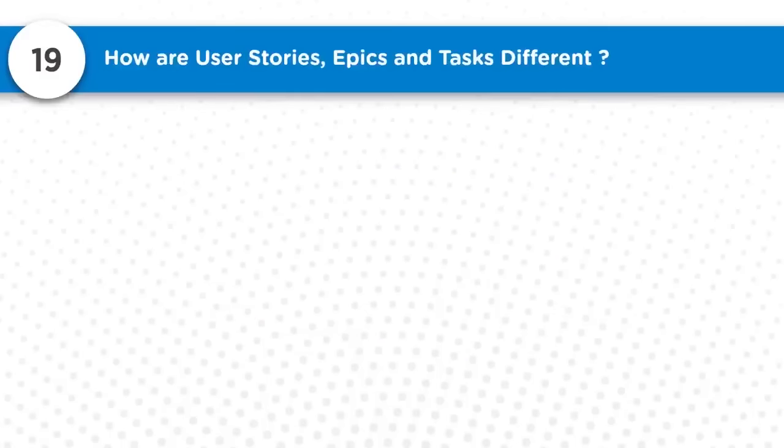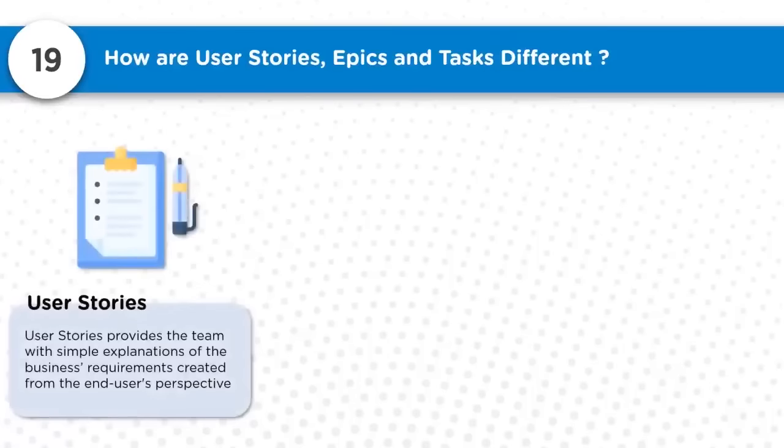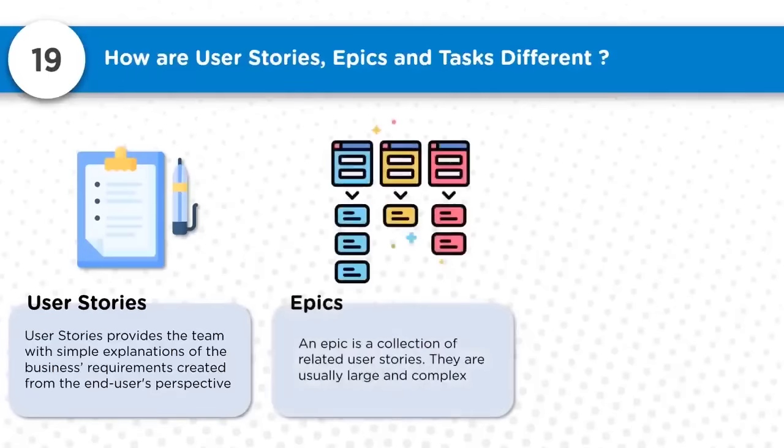Next question, how are user stories, epics, and tasks different? User stories provide the team with a simple explanation of business requirements created from the end user's perspective, as we saw in the few examples in the previous questions. Epics are collections of related user stories. They're usually large and complex. These epics are created with specific objectives in mind, and user stories are grouped. That will form an epic.